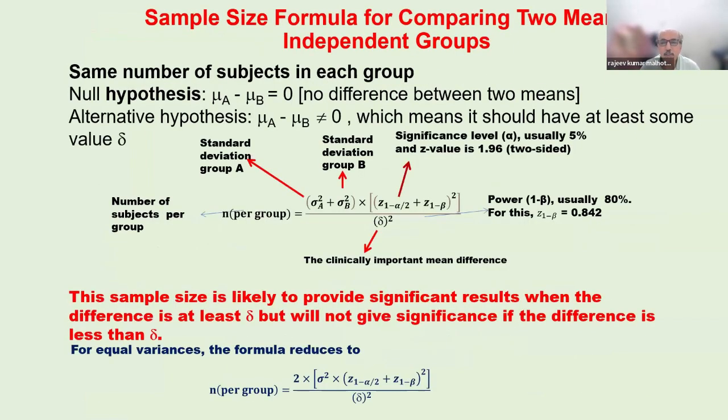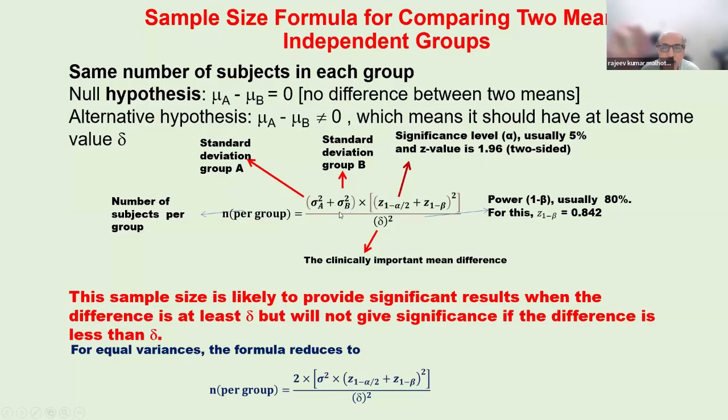Now, this is the sample size formula for comparing two independent groups. If you have two groups for comparing, you are taking two groups in your study and collecting the data for the two groups. So in that case, the null hypothesis is that there is no difference between the two means. That means there is no difference between the two treatments. And the alternative hypothesis is that there is a difference between the two treatments. So this formula is there. Here I am taking the standard deviation of A and the standard deviation of B.